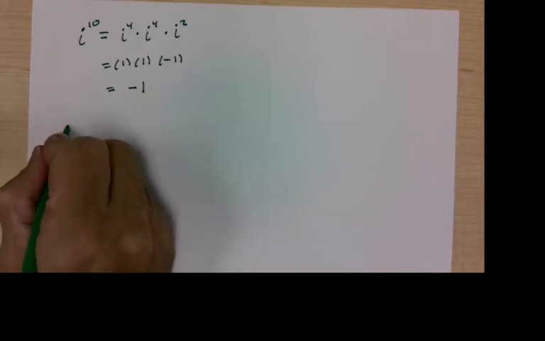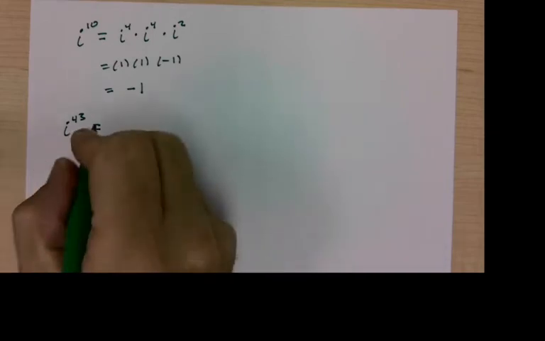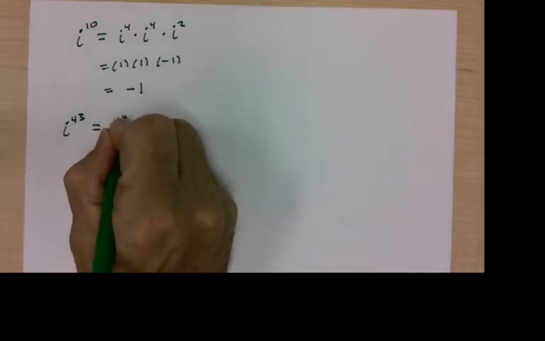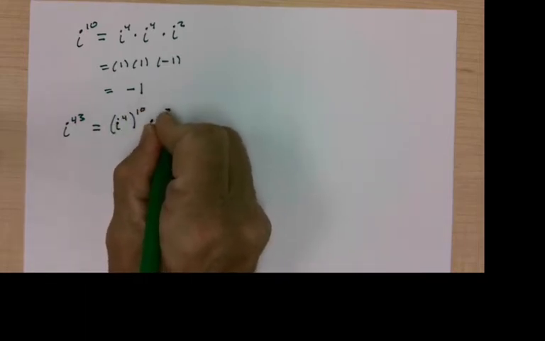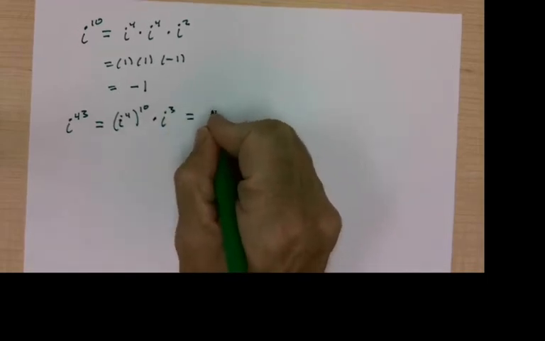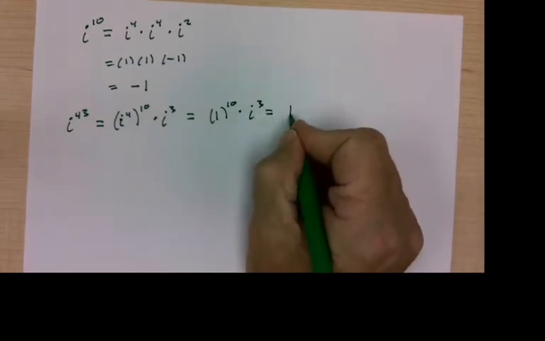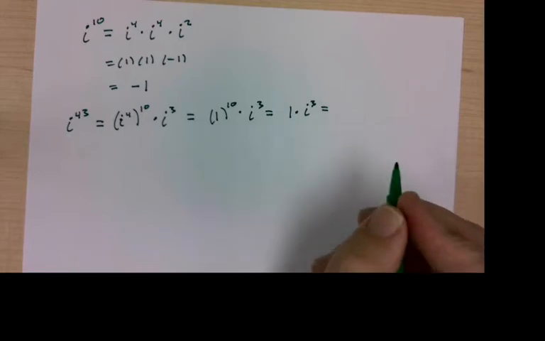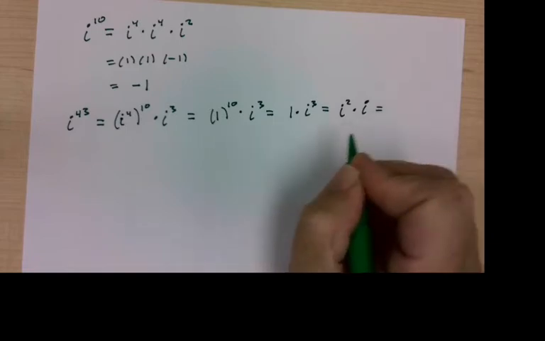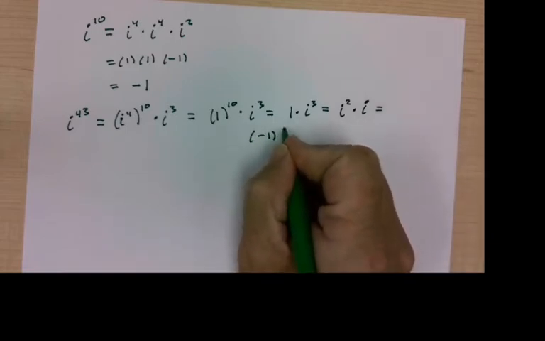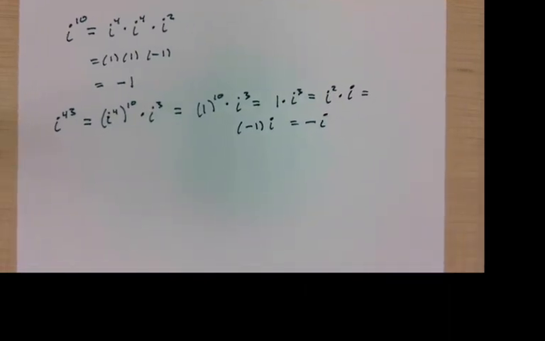And I could also have something like i to the 43rd power. What would that be? Well, that would be i to the 4th raised to the 10th power. So that's i to the 40th. And I need another i to the 3rd power. So i to the 4th is 1 to the 10th power times i to the 3rd power. 1 to the 10th is just 1 times i to the 3rd power. So that's i squared times i, which is -1 times i, which is, of course, -i. So that's how I deal with powers of i.